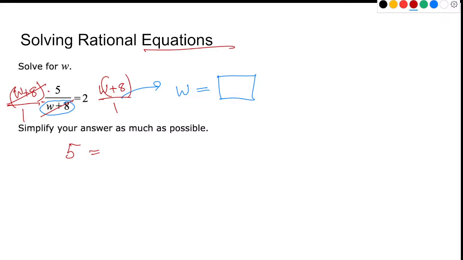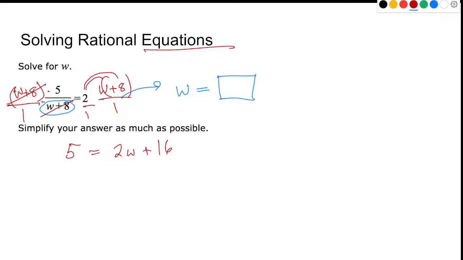On the right-hand side, notice we could think of 2 as being 2 over 1, so we've got our numerators lined up. And so what we're going to do here is we will just go ahead and, in this step, distribute the 2, and that gives us 2w plus 16. And now we have a linear equation where we just want to solve, get the variable isolated, get it by itself.